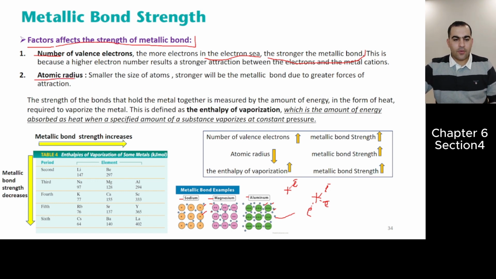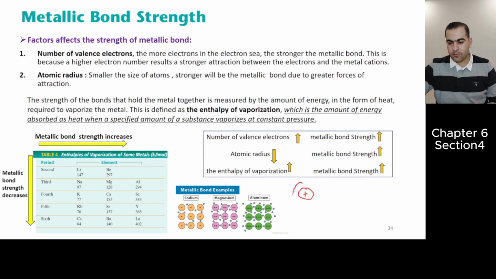Another factor is atomic radius. The smaller the atoms of a metal, the stronger the metallic bond, due to greater force of attraction. How? Look, we know that size increases, what happens when size increases? So imagine this is lithium.